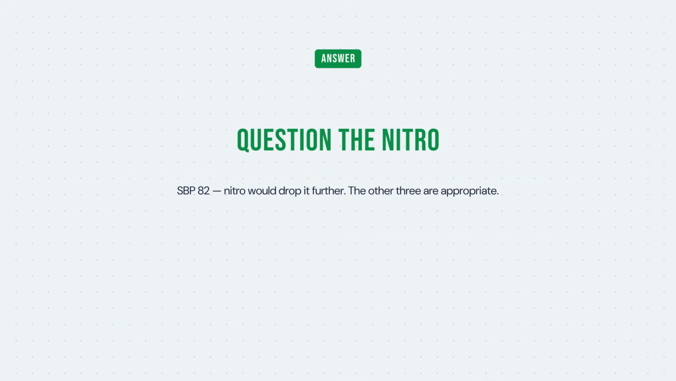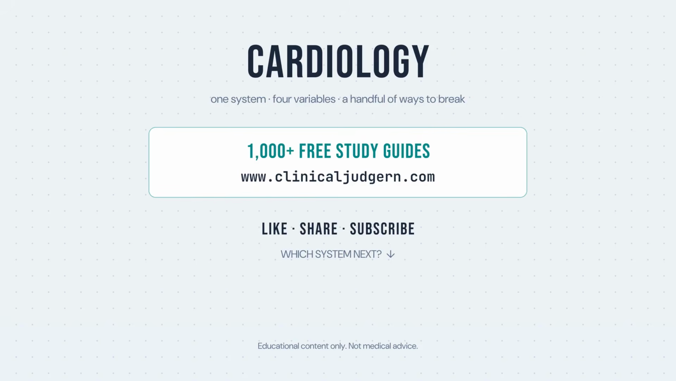Acute coronary syndrome with hemodynamic compromise. First actions: oxygen for the low saturation, a 12 lead within 10 minutes, aspirin chewed, IV access and monitoring. And given a systolic of 82, you are questioning nitroglycerin, not giving it. Same 15 seconds of information, completely different nurse. That is the whole point. That is cardiology. Not as a list of diseases, but as one system with 4 variables and a handful of ways to break.